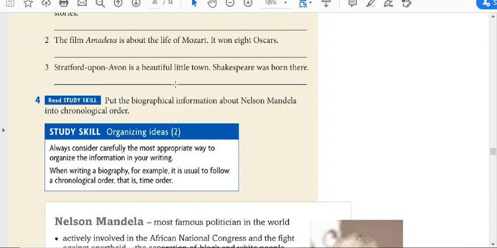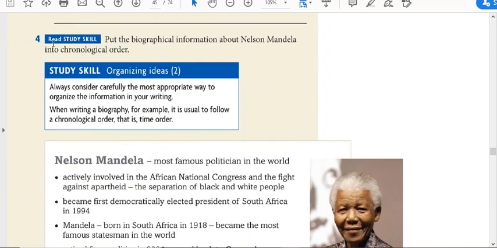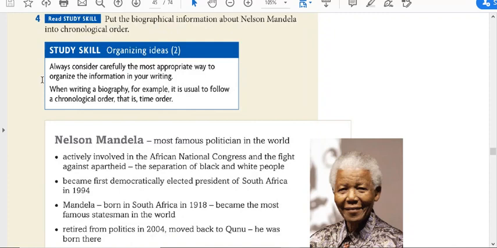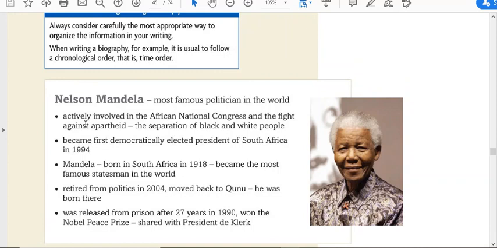Finally for this lecture today, exercise number 4: put the biographical information about Nelson Mandela in chronological order. Okay, so we got 1, 2, 3, 4, 5 bullets and then we might need to focus on the earlier version or the early year. So this is how we put things in chronological order. So we look for 1918, 2004, 1990, and then we might start from the early one, which is 1918. Then we arrange all these statements in chronological order.